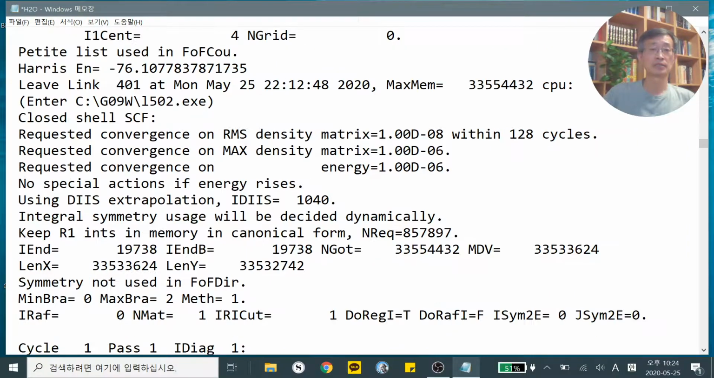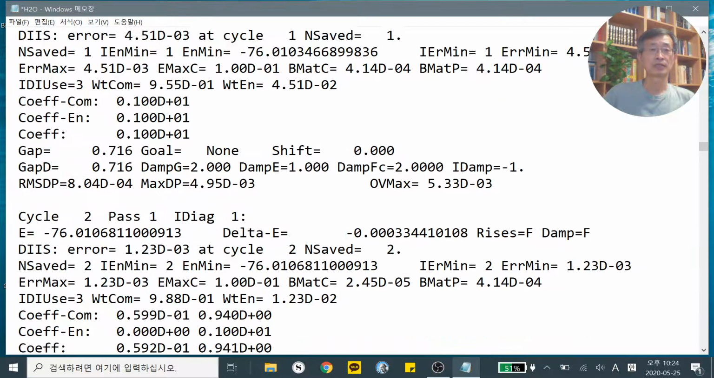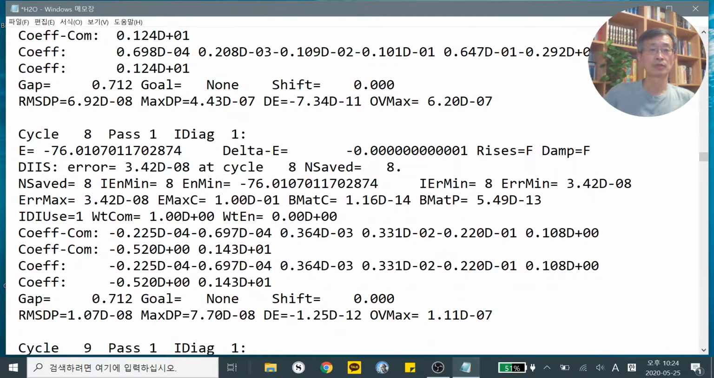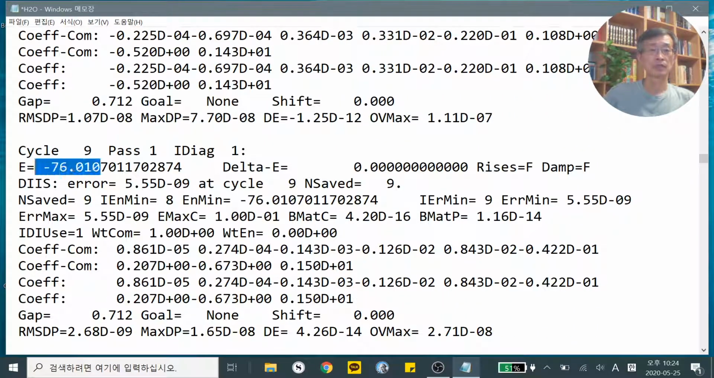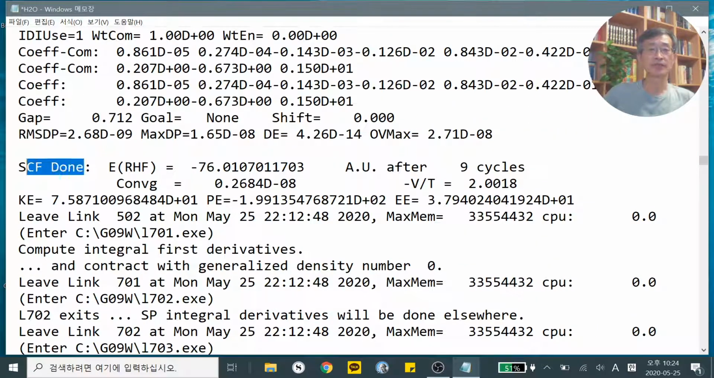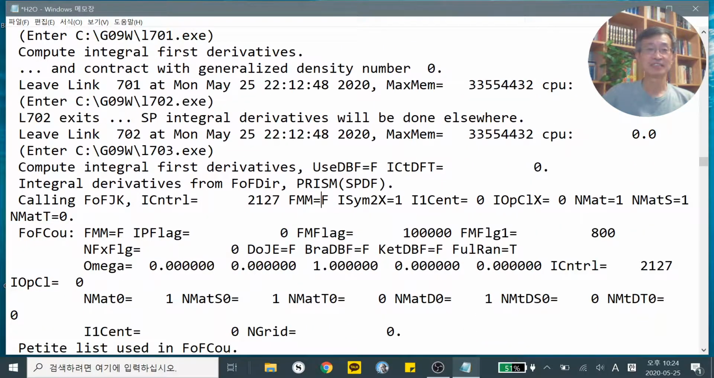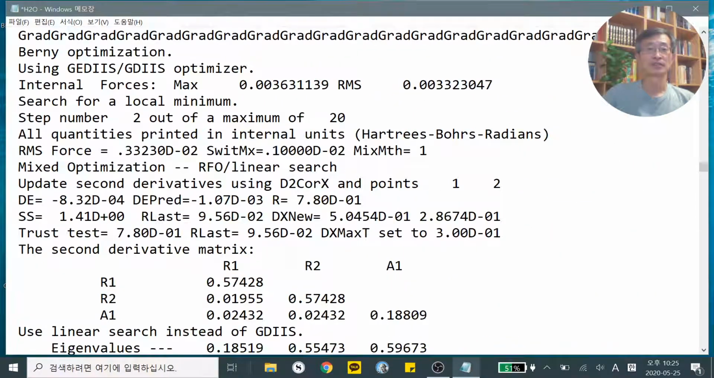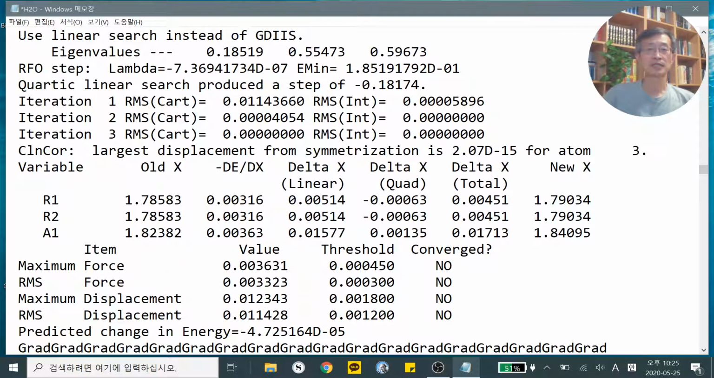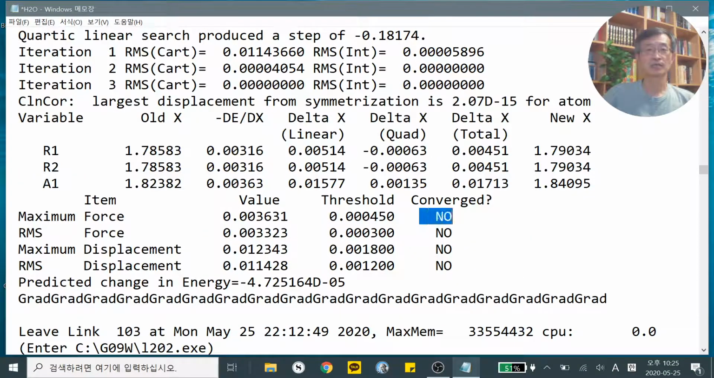So the SCF cycle goes 1, and then up to cycle 9, and then SCF done, and the energy is lower. If it goes to higher energy, then it goes back in the other direction. Then it computes another force on those atoms, and then it says not converged. There are basically two criteria: maximum force and RMS force. Both have threshold values, and those are larger than the threshold values.